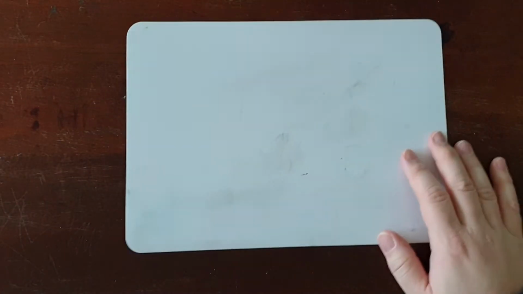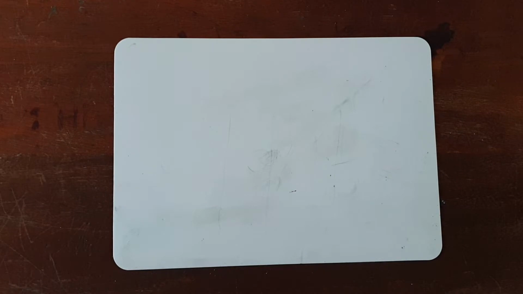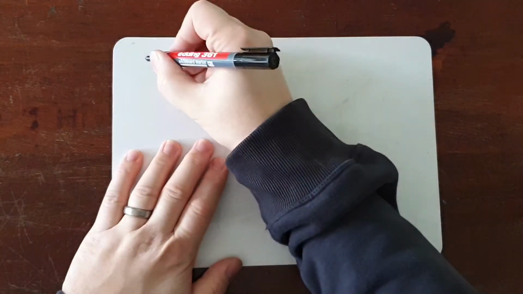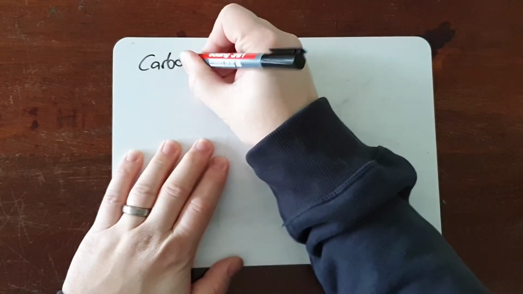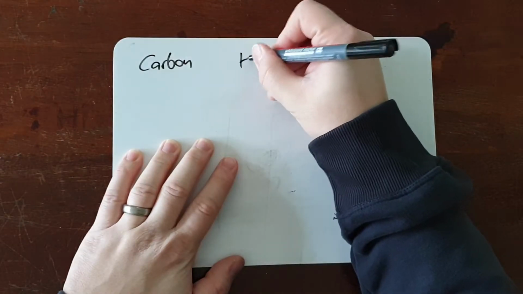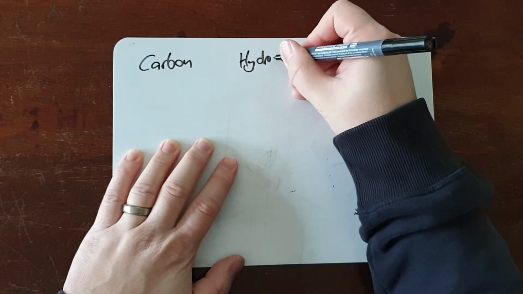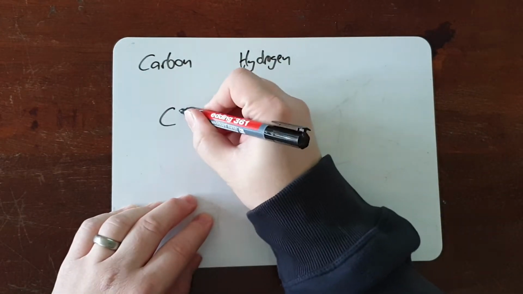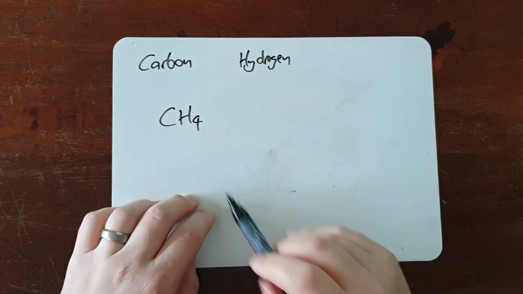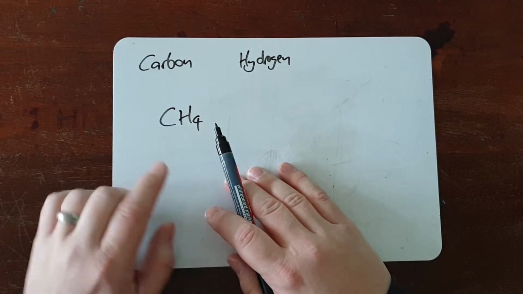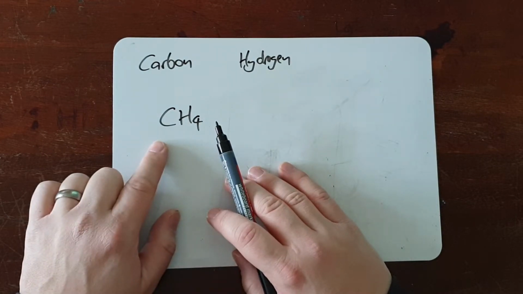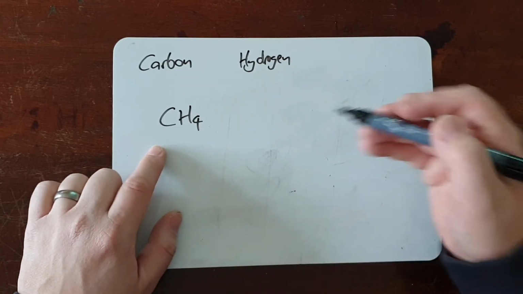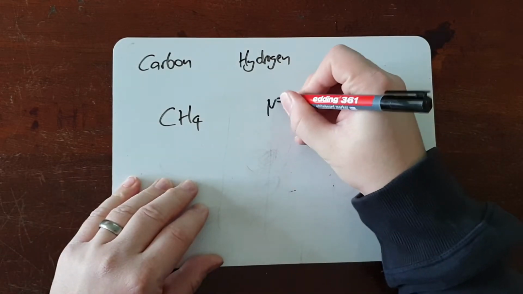As we said in the quick quiz, a hydrocarbon contains carbon, and it also contains hydrogen. So the simplest example of that is CH4. You should be able to name that one. Have a go at naming it now. Give you 3 seconds. 2, 1. Okay, that is methane.